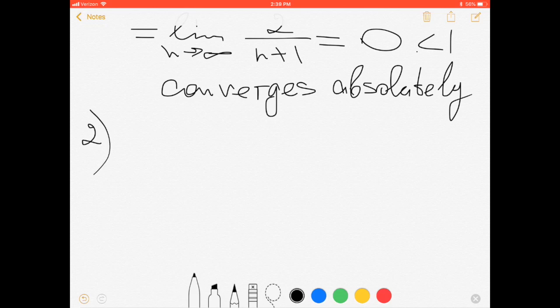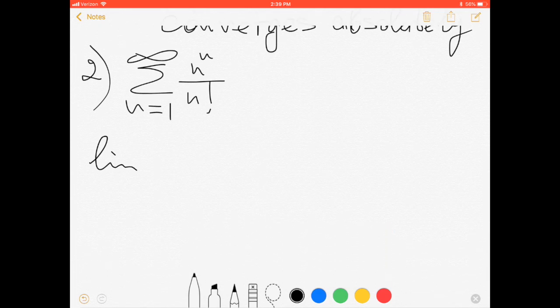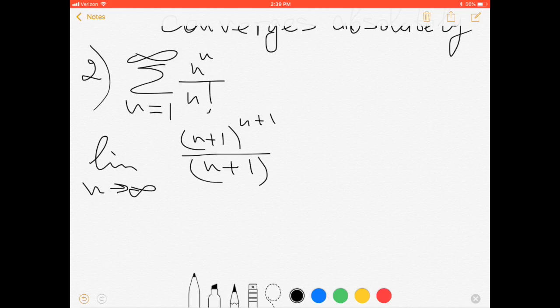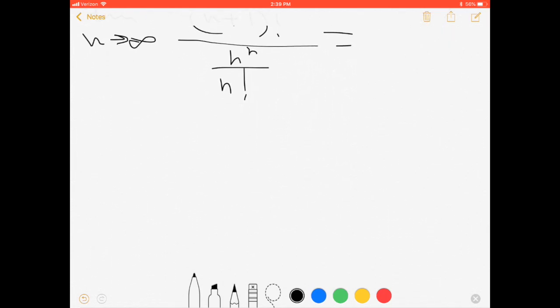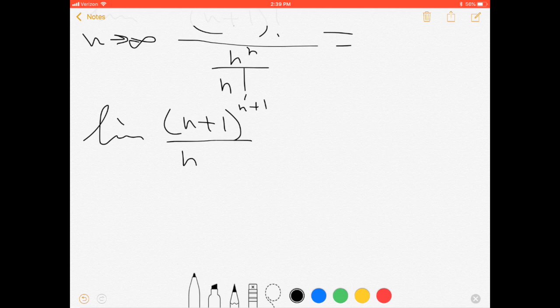Doing second example. What happens if you have series n to the power n over n factorial? Okay, what we have here? Limit n approach to infinity, n plus 1 power n plus 1 over n plus 1 factorial divided by n power n over n factorial equal limit, n factorial over n to the power n.